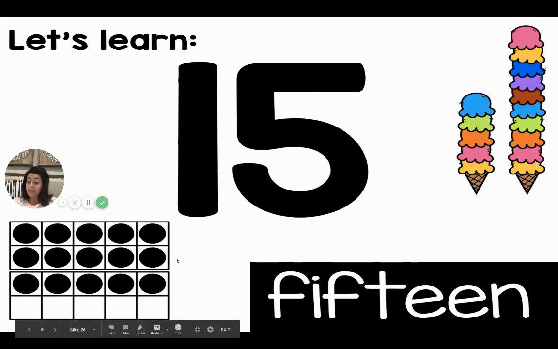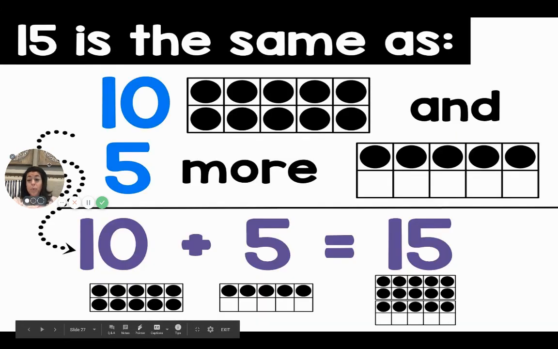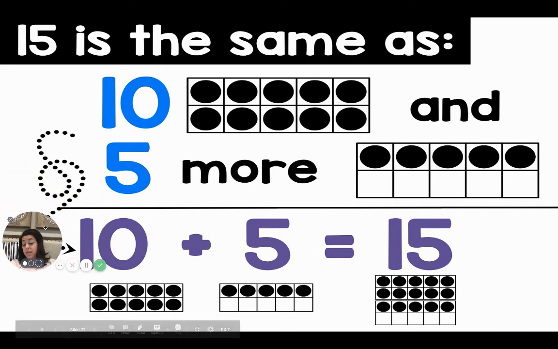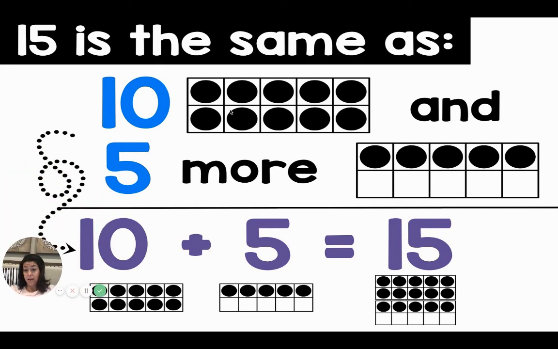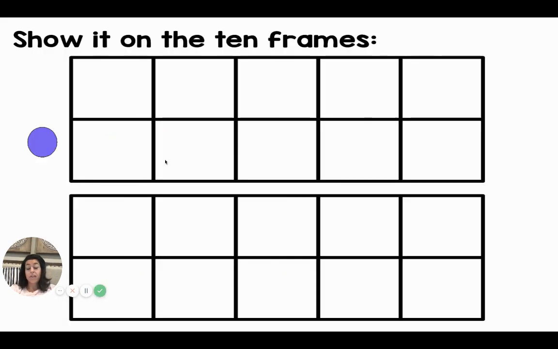That's number 15. We could also say that 15 is the same as 10 dots and 5 more. So 10 plus 5 equals 15. Using your Nearpod, show me what 15 looks like in the 10 frame.